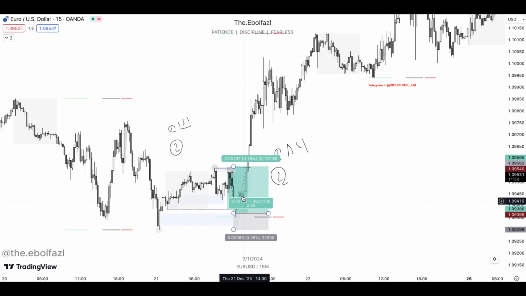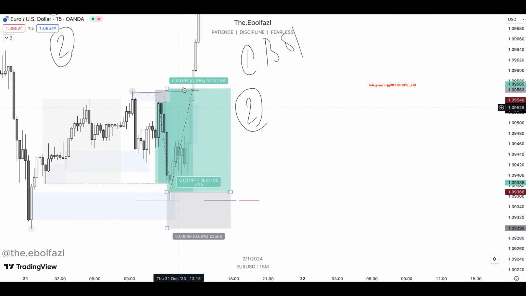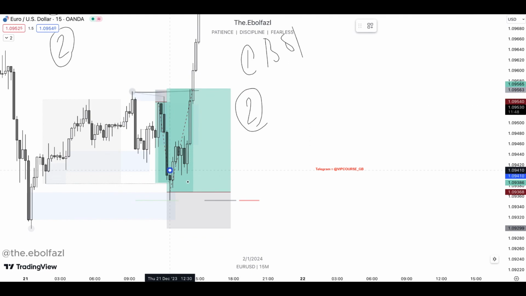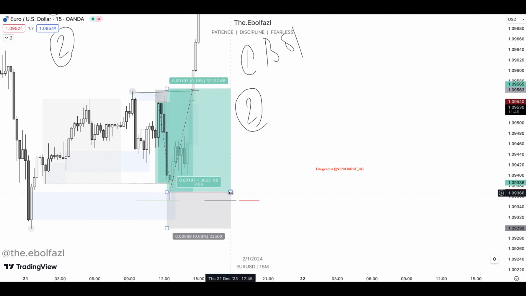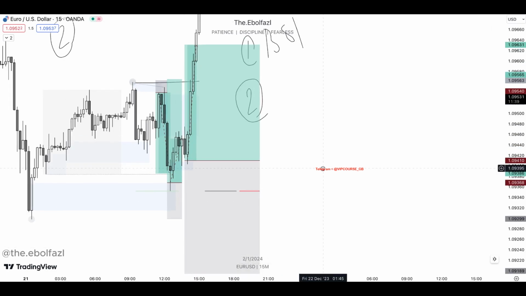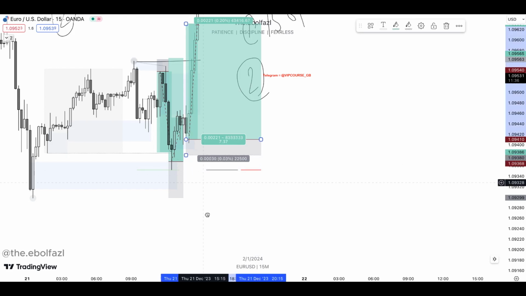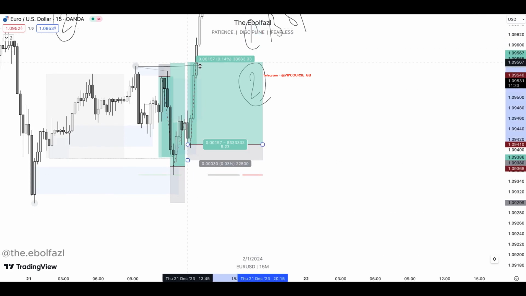And also you can go for a confirmation entry here. You can also go for a confirmation entry here. That's going to be here, something like this, for example, in 1 minute time frames. And this is going to be your target, the equal high.